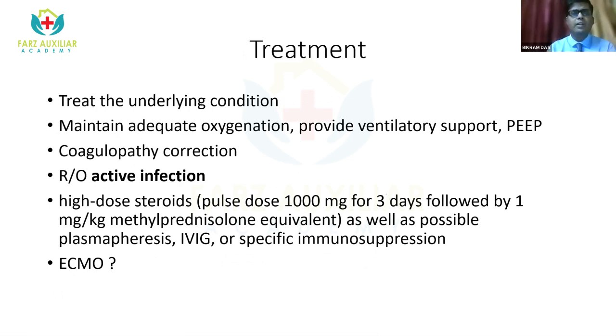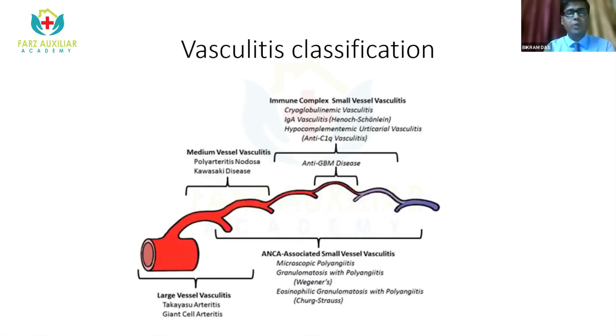How to treat? We have to treat the underlying condition. If there is infection, treat the infection. If there is autoimmune disease, then treat that. But before treating autoimmune disease or increasing the steroid dose, we must rule out active infection. If there is no infection, maybe we have to give pulse steroids, 3 doses of methylprednisolone, 500 milligrams to 1 gram. And at times the patient may need plasmapheresis or IVIG. There is some role of ECMO, but that is not well defined.